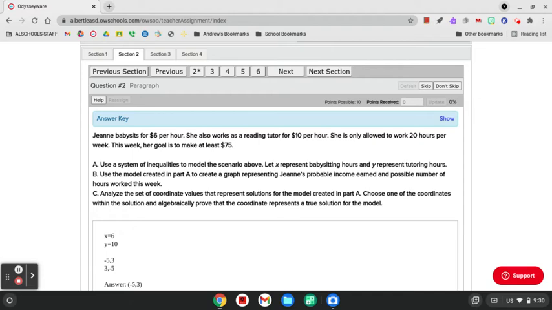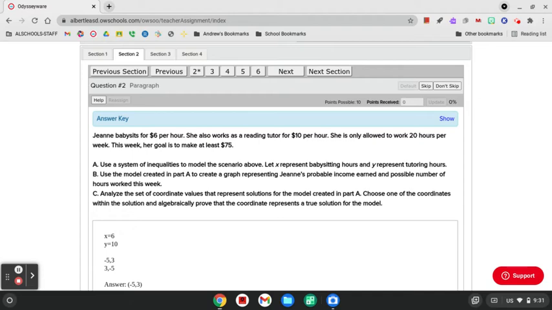Jean babysits for $6 per hour. She also works as a reading tutor for $10 an hour. And this week, her goal is to make at least $75. One thing you'll notice is I haven't talked about the 20. I'm going to come back to that. I'm going to keep dollars with dollars. So in any of these problems, if they start talking about money, keep money with money. And that'll make things easier for you.